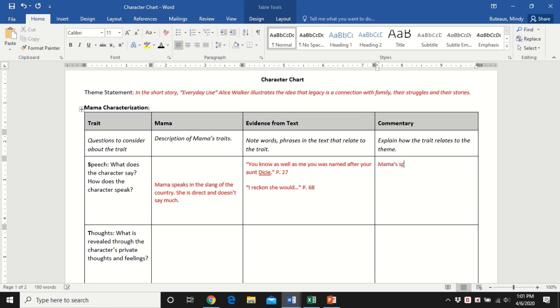So we would write that in this box where it says explain how the trait relates to the theme. Mama's speech relates the story of her upbringing in the South. It also shows her struggles because she is uneducated.